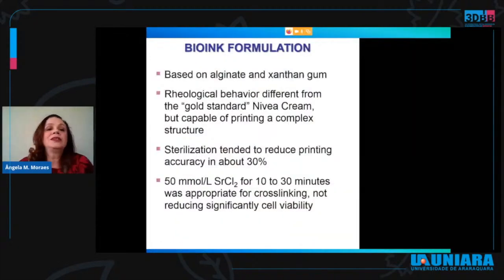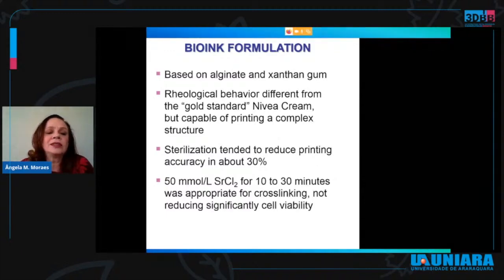But we had to print that, so we formulated a bio ink based on alginate and xanthan gum. We observed that the rheological behavior of this mixture was different from what is considered the gold standard Nivea cream, but we were still able to print a complex structure.